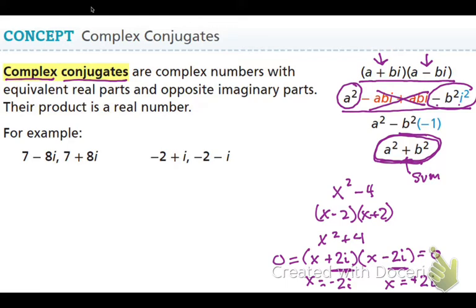Conjugate pairs happen every time. So if I told you one of the solutions was negative 7i, what also has to be there? Positive 7i. If I told you that 9i was the solution, what also has to be there? A negative 9i. They come in conjugate pairs always. Because when we take the square root of something, it's plus and minus.